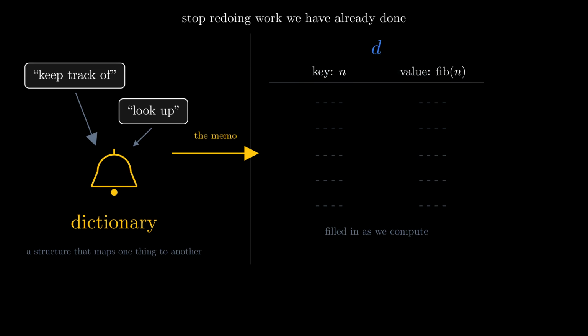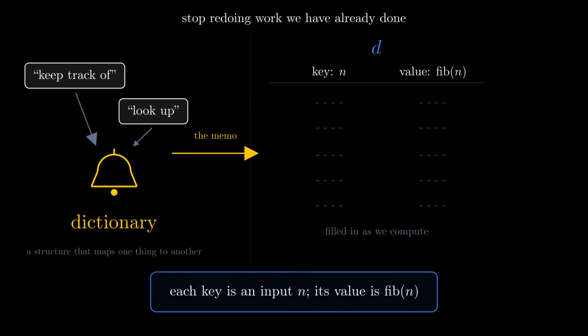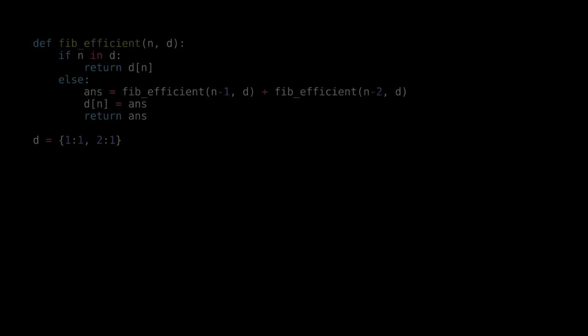So the memo is a dictionary. Each key is an input n, and its value is Fibonacci of n. And it starts live with the two original base cases already loaded, one maps to one and two maps to one. Here is the function.